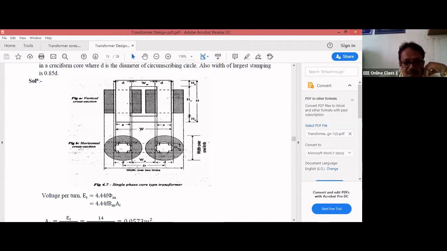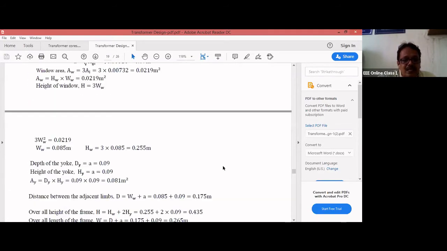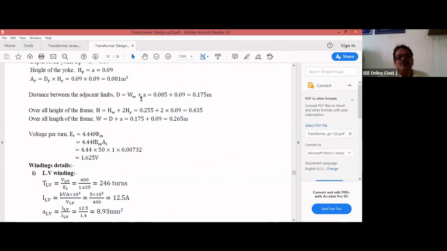So T is equal to WW plus half A, here, plus half A plus half A. Then what you get is T plus A. That you be sure. So WW plus A. So overall width W is equal to D plus A. Since D I don't know, you calculate WW plus A. Otherwise, you can calculate, no problem.